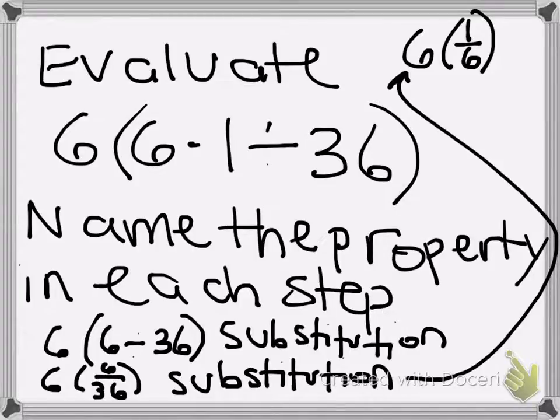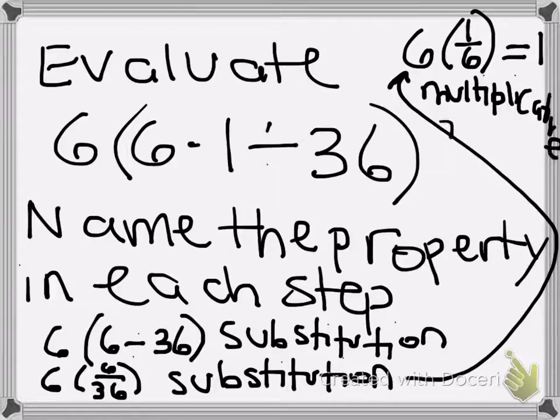But then my last step, I have 6, which can be written as 6 over 1, times 1 over 6. And as we talked about with the last couple problems, there was one where you have reciprocals and you multiply. So when you multiply reciprocals, you always get 1. And if I did that, I'm using the multiplicative, running out of room here, inverse property. And that would be my last step.